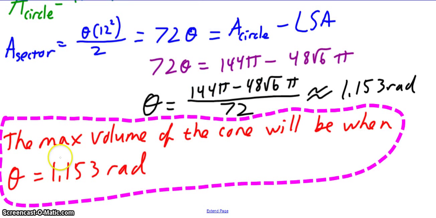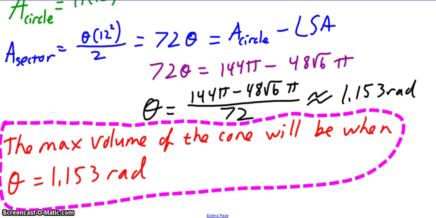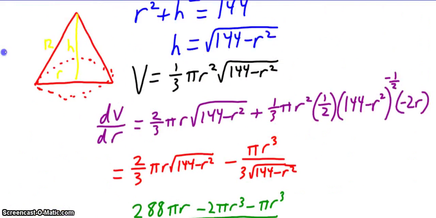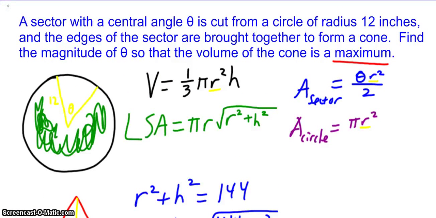So you should end up with the maximum volume of the cone will be when theta is approximately 1.153 radians. Easy enough, right? How do we come up with that? Well, this one was a little bit of work. So let's go back up to the top. So we already went through the equations that we're going to need to use, also recognizing that the lateral surface area and the area of the sector should add up to the area of the circle.